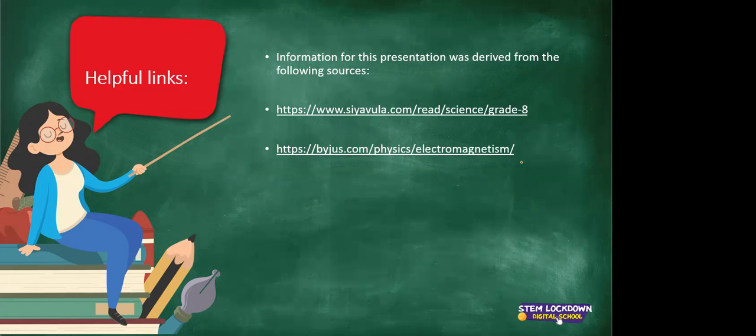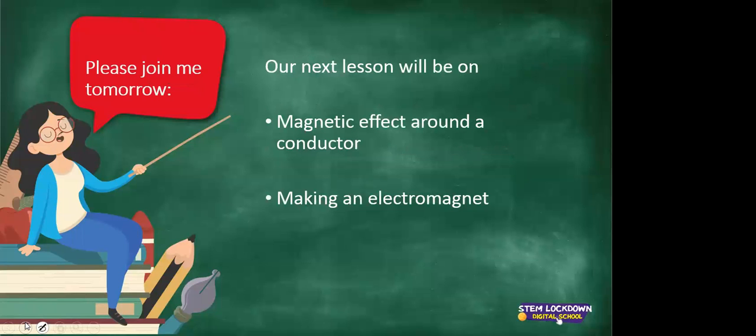Tomorrow we're going to do the magnetic effect around a conductor, and I'm going to teach you how to make an electromagnet. Then on Friday we're going to do a chemical effect, and next week Monday we're going to start with revision.